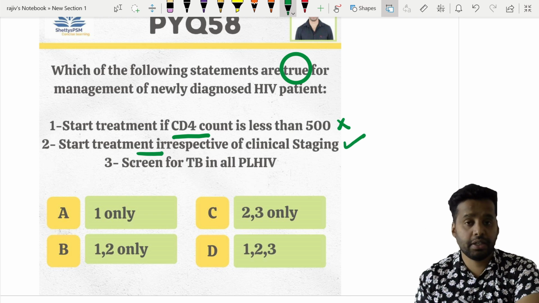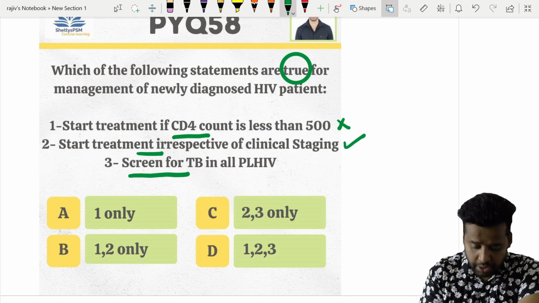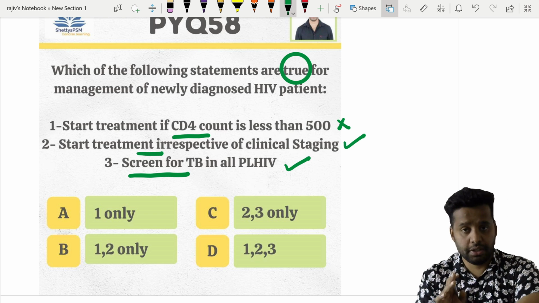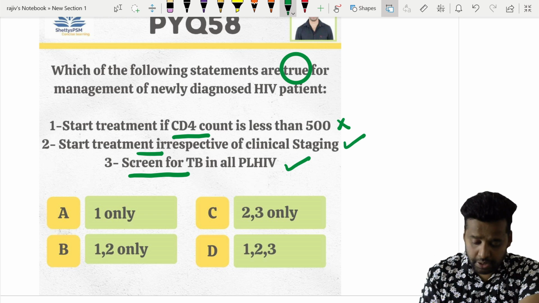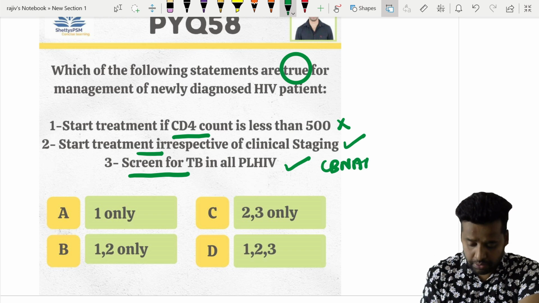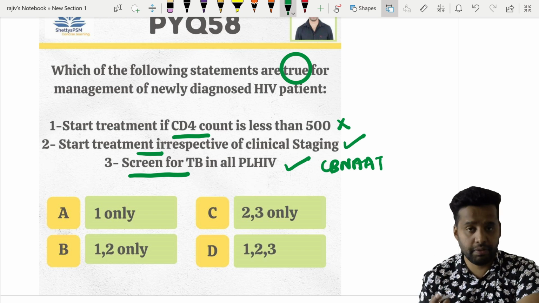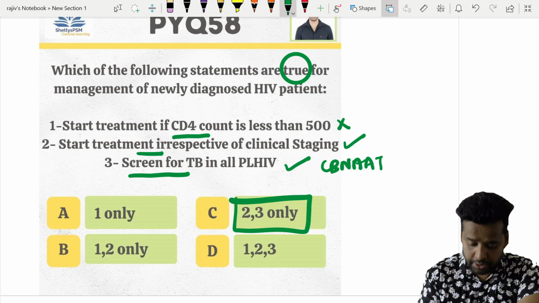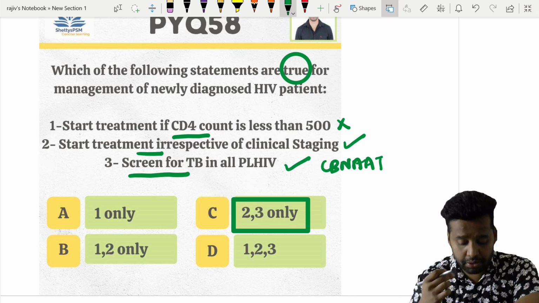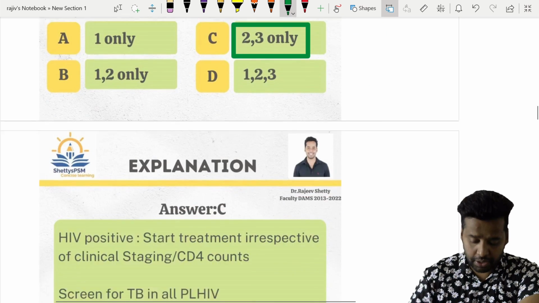That is also correct. And the third statement is screening for TB in all HIV patients. That is also correct. We are using CBNAAT for diagnosing tuberculosis in HIV patients. So 2 and 3 are correct, 1 is wrong. We have to start treatment irrespective of clinical staging.